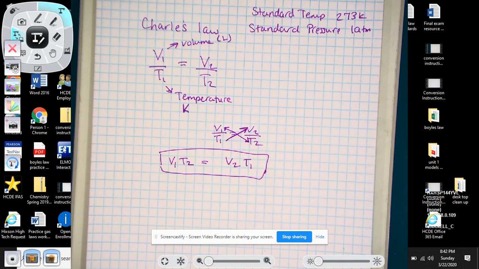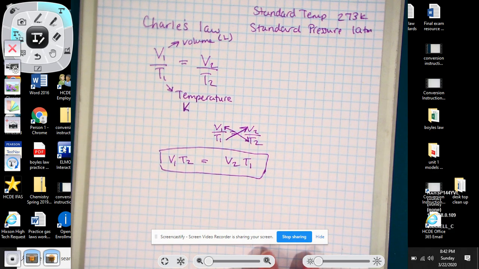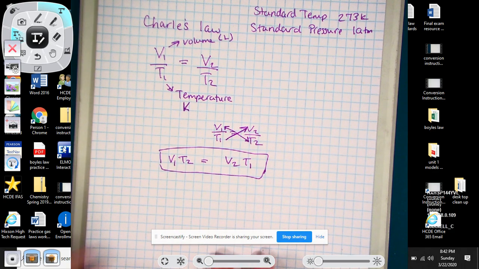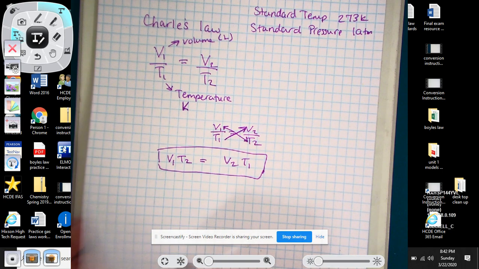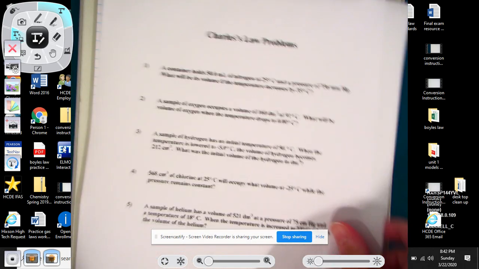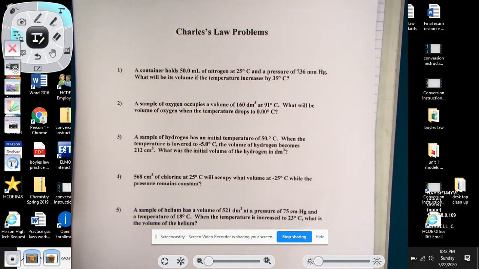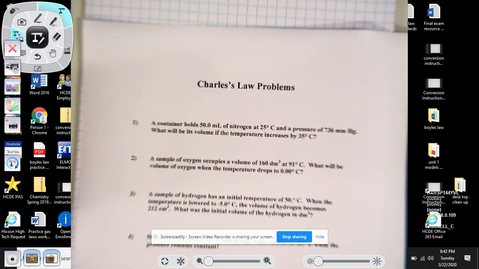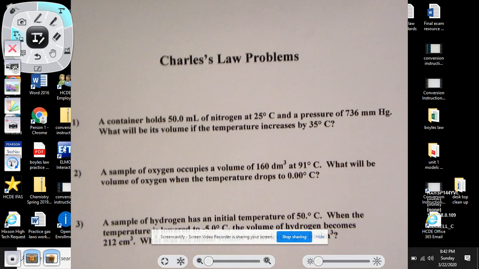All right, so if you stuck around, it's because you wanted to see some examples. As I said before, this is pretty straightforward, pretty easy stuff, but it is word problems, and word problems are terrible sometimes. So we're going to look at some practice word problems. Make sure that these can be seen.